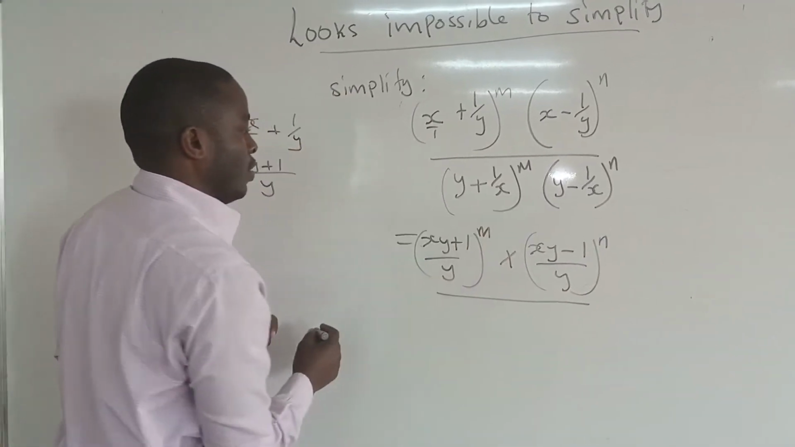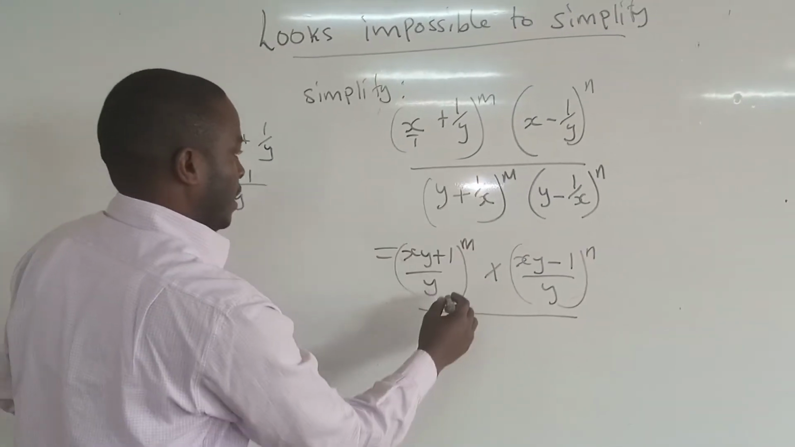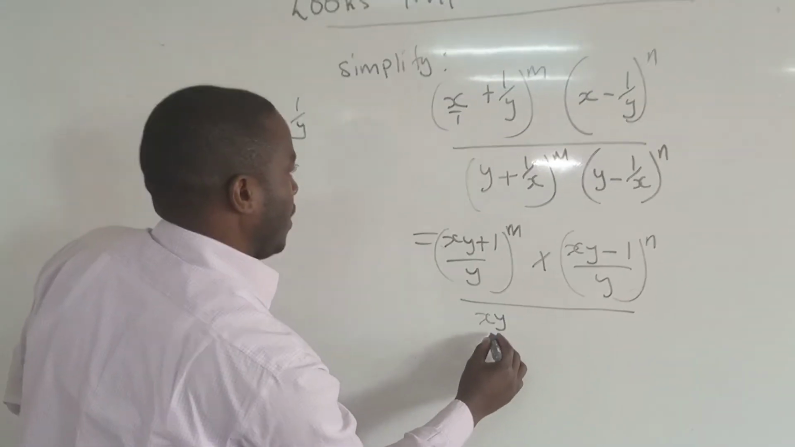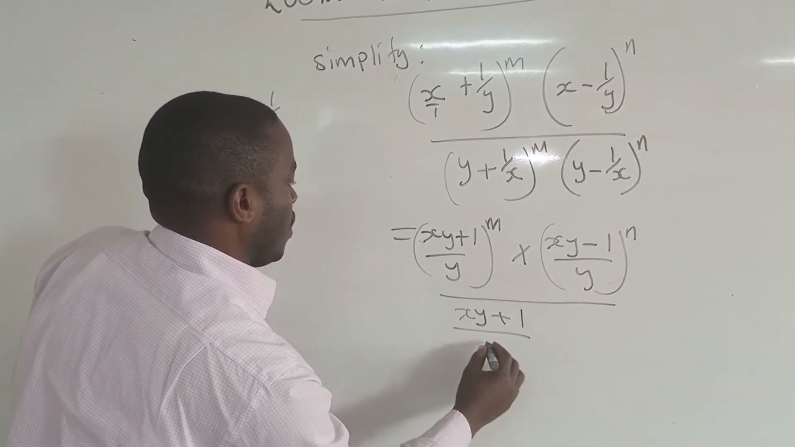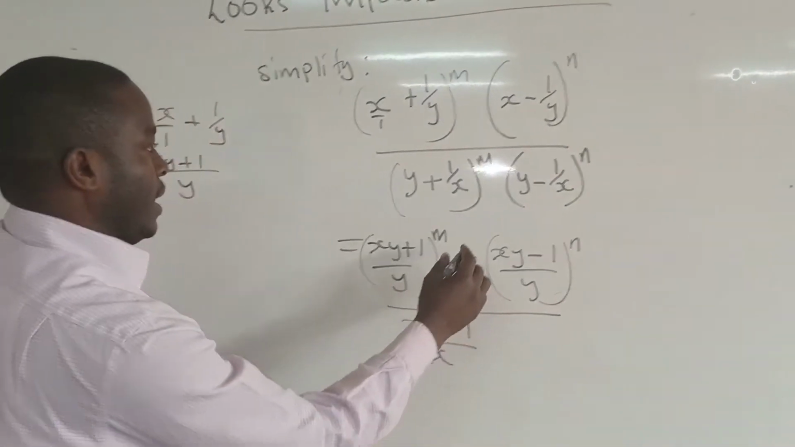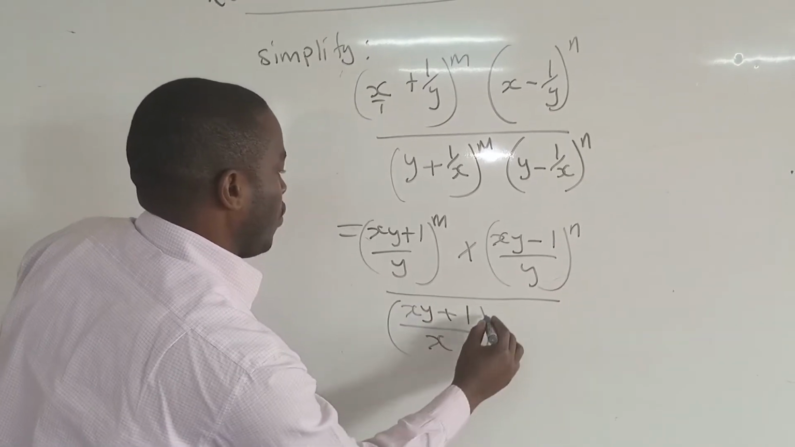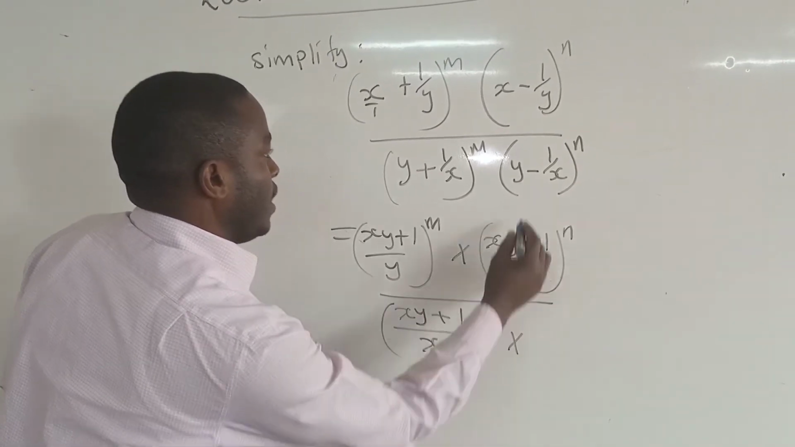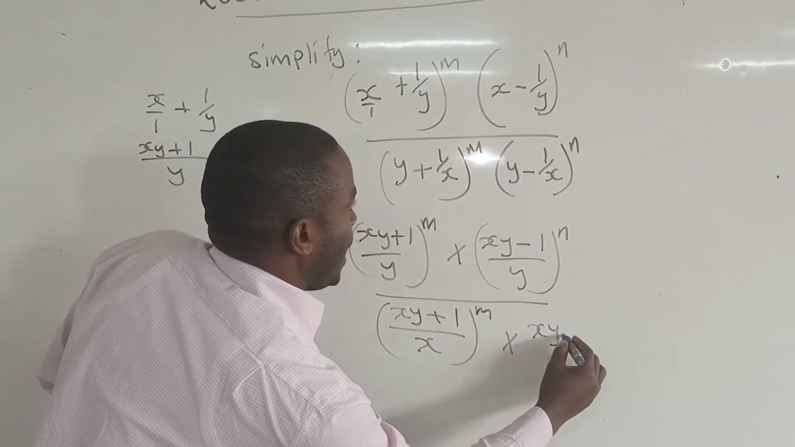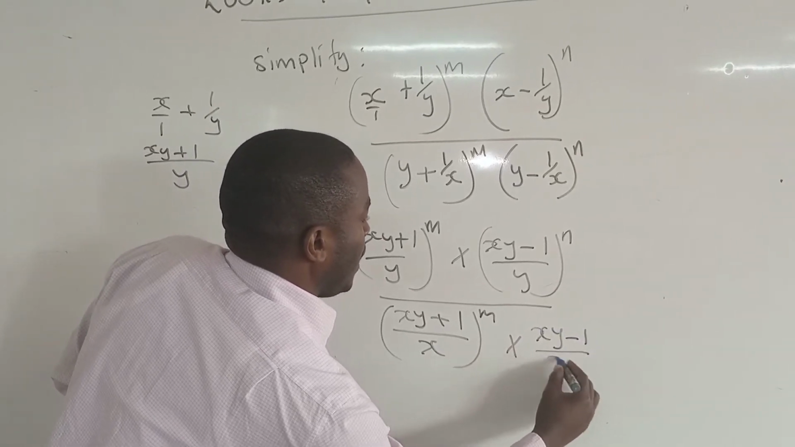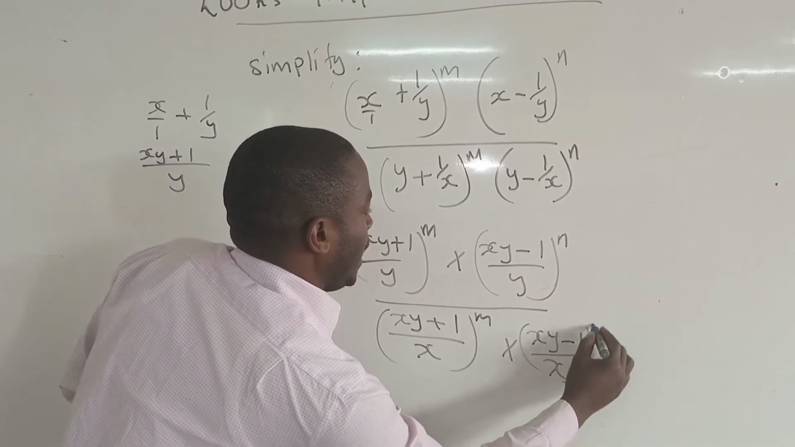We do the same on the numerator. You'll find this becomes xy plus 1 all over x, and this one power of m, times. Now this becomes also xy minus 1 all over x, power of n.